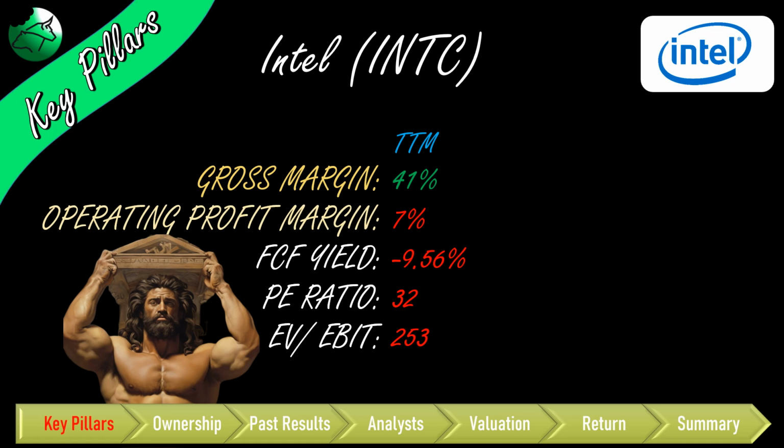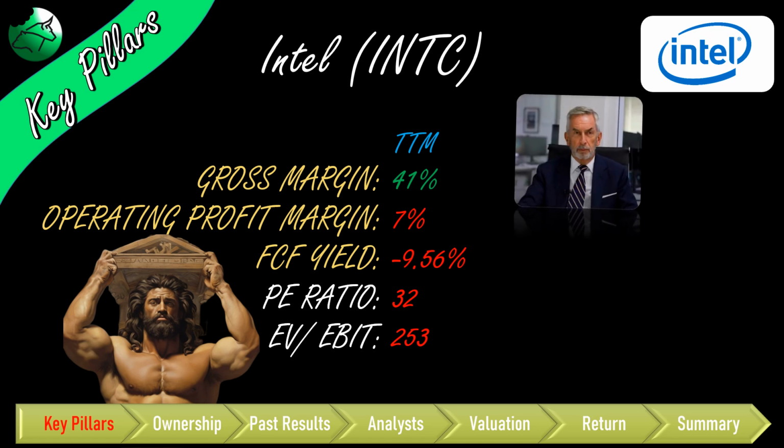Next we come to the operating profit margin. This tells us how much profit a company makes on a dollar of sales after paying for costs of production, such as wages and raw materials, but before paying any interest or tax. Intel's operating profit margin is 7%, and ideally we want this to be at least 15%.